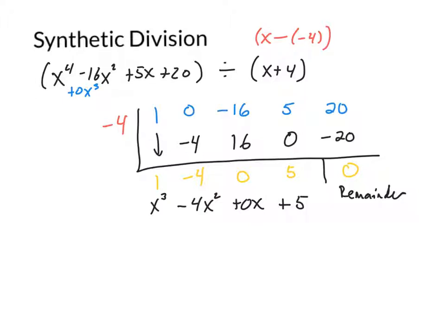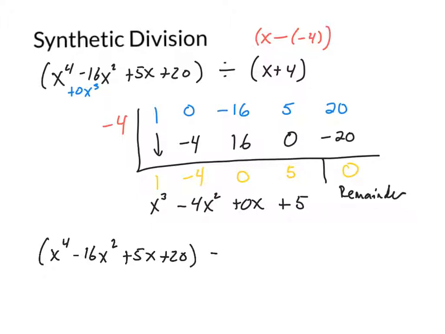Okay, so if this was just our problem, if we were only interested in having the answer, then that's our answer right there, x cubed minus 4x squared plus 0x plus 5. But what I want to do is use this as a first step in factoring. So it would be x to the 4th minus 16x squared plus 5x plus 20.